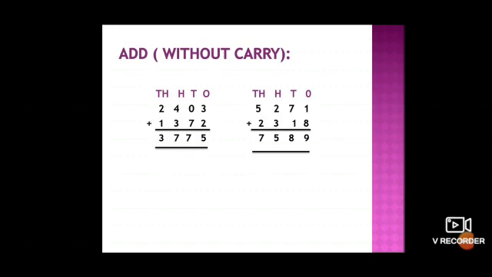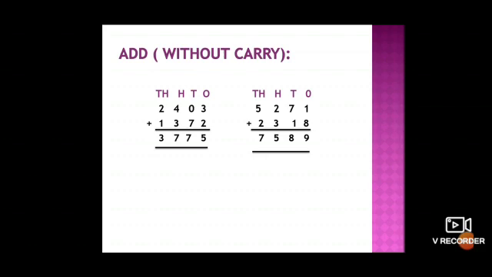Okay children, now you have to add these numbers. You can see here you are given 2 sets of numbers to be added. So let's start with the first one. How will you read the number, children? We will read the number as 2403 plus 1372. Now you have to add these two numbers. When we add, from which place do we start adding? Yes, we always start adding from the ones place.